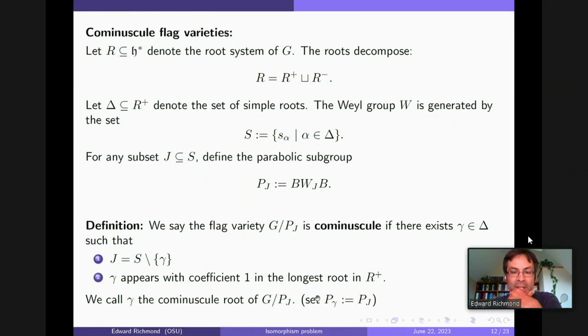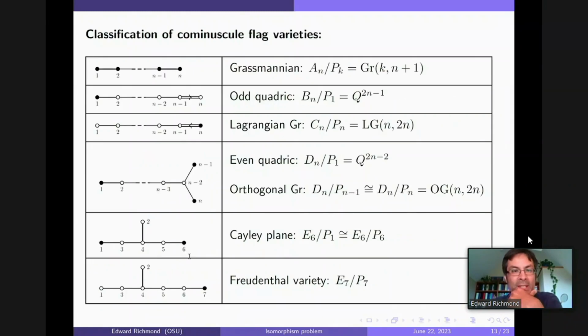Let me go to the next slide. So in this case, I'm restricting to only flag varieties of finite type. And there's only so many given the classification. So here's the classification of co-minuscule flag varieties. So for the Grassmannian, every root is a co-minuscule root. So I can pick any of these alpha 1 up to alpha n.